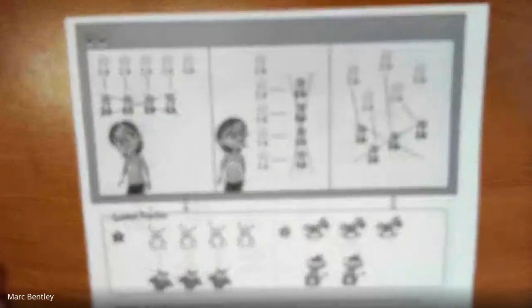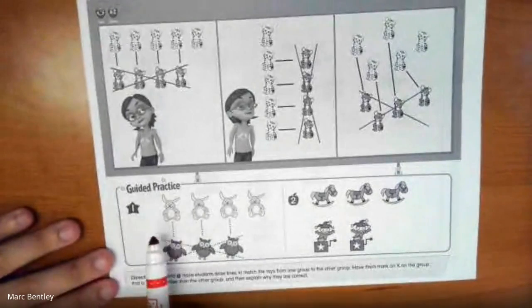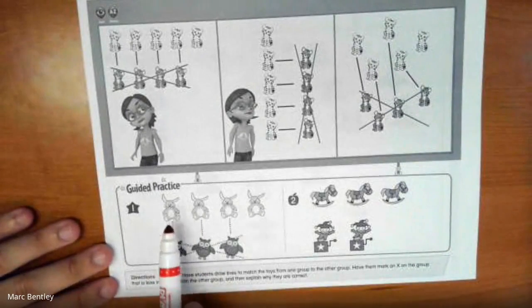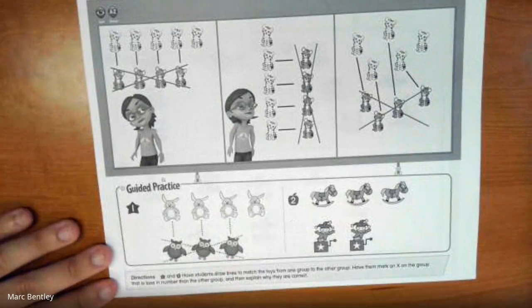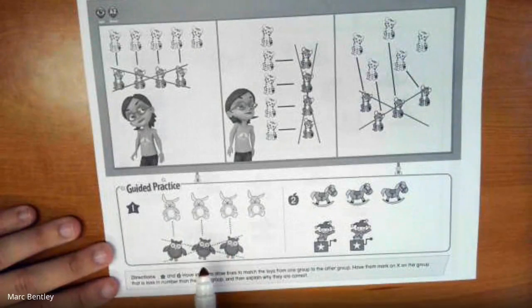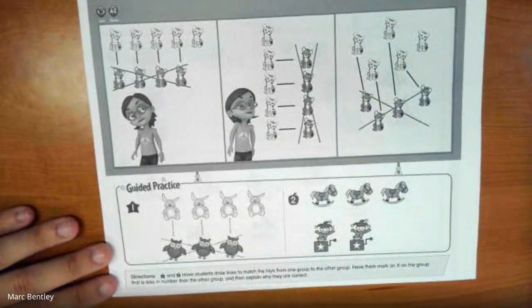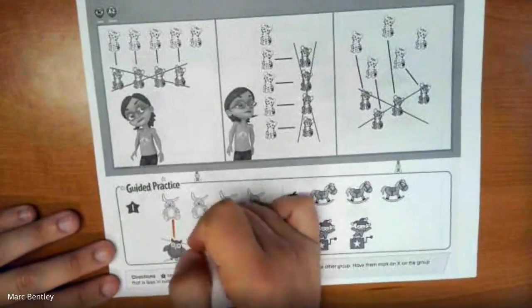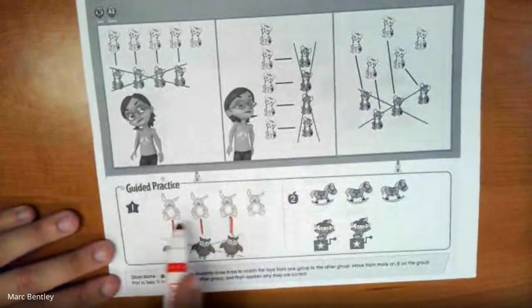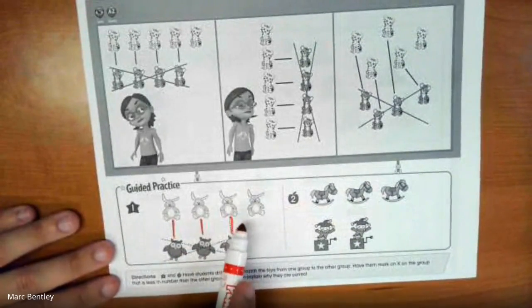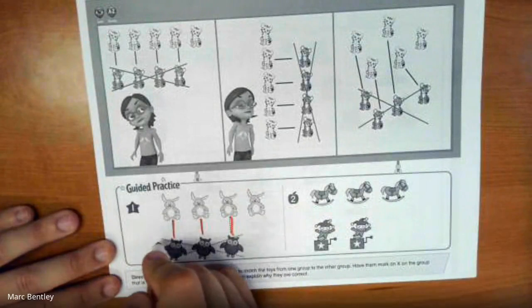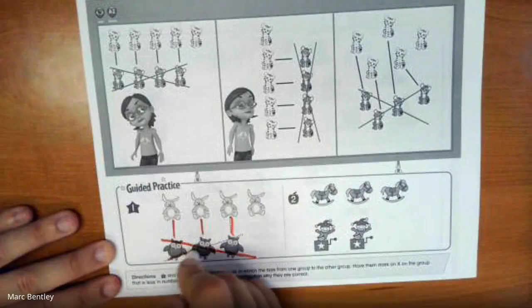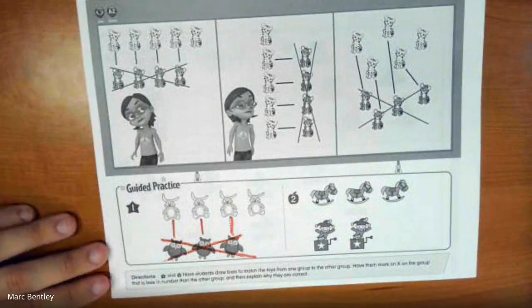So today we are going to be working on less than. What I mean by that is, if we look at number 1, we have 1, 2, 3, 4 animals at the top and 1, 2, 3 at the bottom. So if I match these up, I can tell that this group at the top has more than the group on the bottom. I'm going to go ahead and put an X through this group right here.